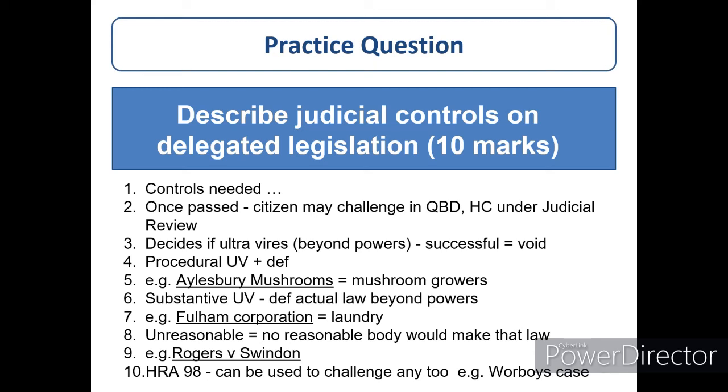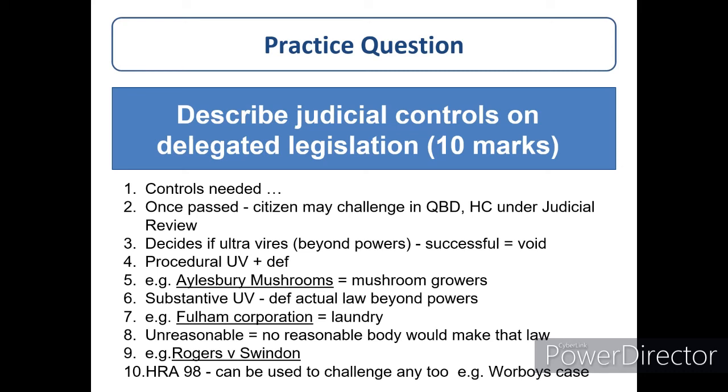You will talk about the fact that judicial controls happen after the delegated legislation has been passed. It takes place in the Queen's Bench Division of the High Court under the judicial review procedure, which is where a citizen can challenge a piece of delegated legislation. You would talk about how a court will decide whether the law is beyond the powers, using the Latin words ultra vires. And you must always say what the result might be of a successful judicial review hearing. That the piece of delegated legislation would be deemed void.